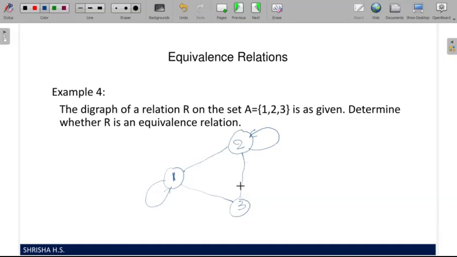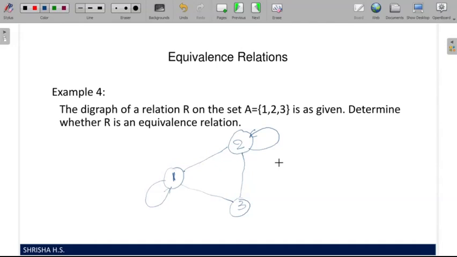So we have known that from the digraph we can write the matrix form and also we can write the relation. Okay, (1,1), (2,2), (1,2), (2,1), (1,3), (3,1), (3,2), (2,3). So we can write the relation. We have practiced that in our previous video.